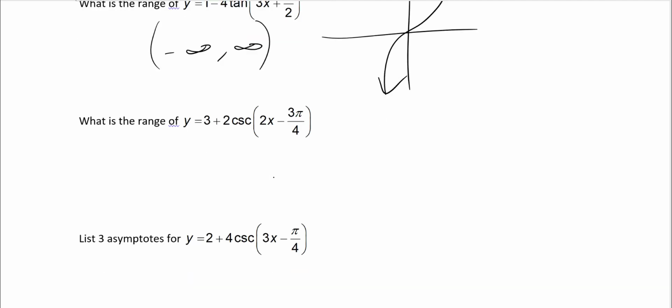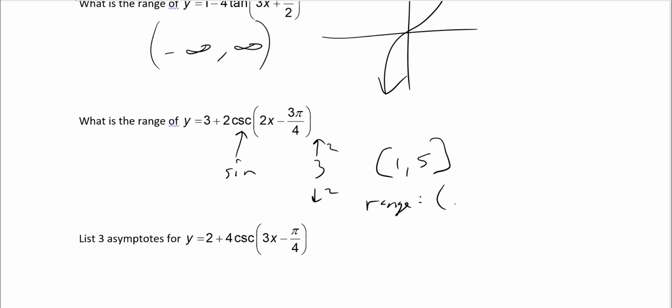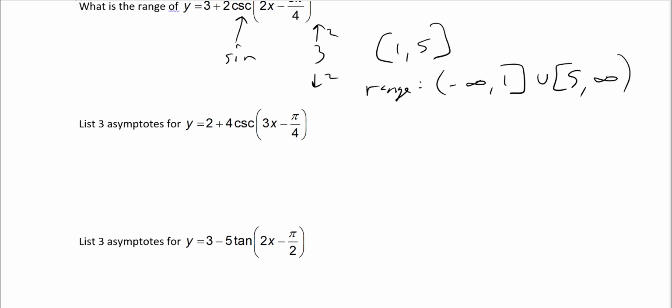Now we've got a cosecant graph, and remember, for a cosecant graph, you basically graph the sine graph, and then it goes above it and below it. So if this was actually a sine graph, it would be starting at 3, go up 2 and down 2, so it would be from 1 to 5. But because it's a cosecant graph, it's below 1 and above 5. So my actual range is going to be negative infinity to 1, union, 5 to infinity. Okay, it's not bad.